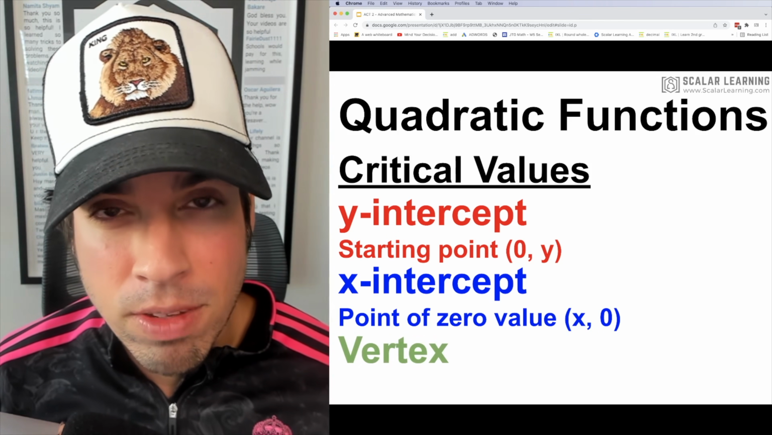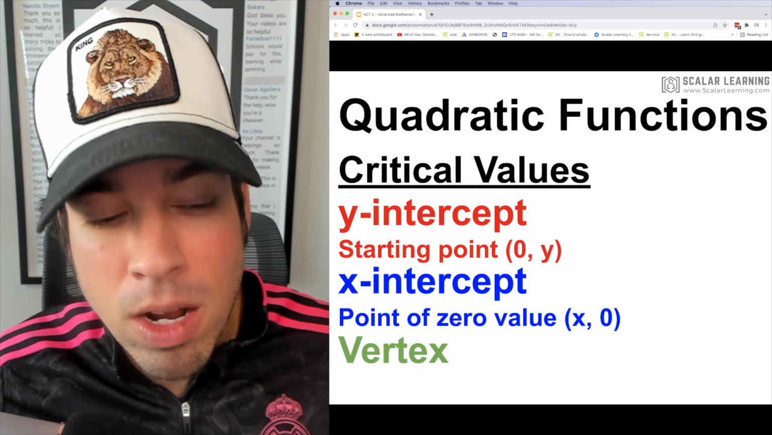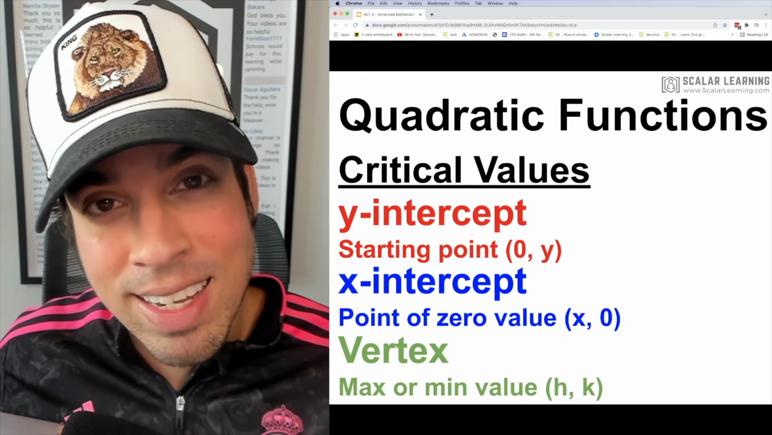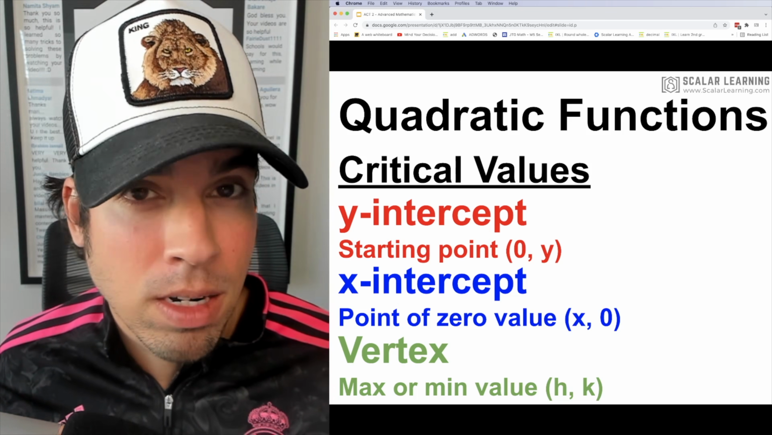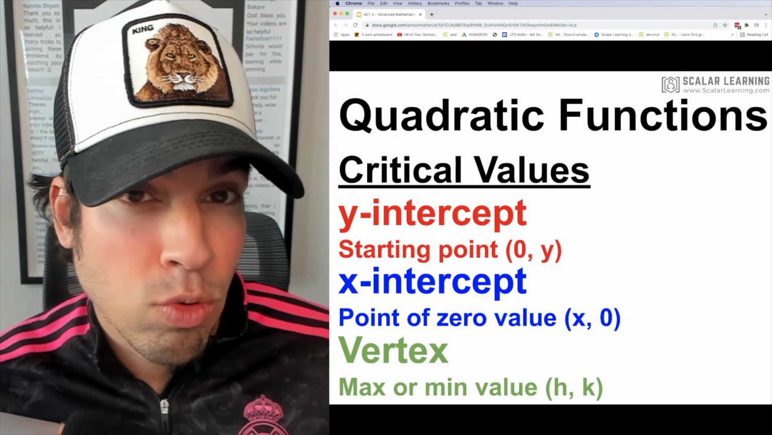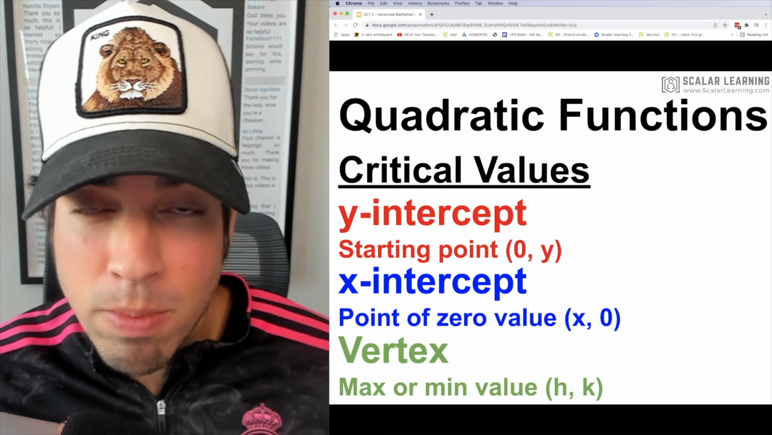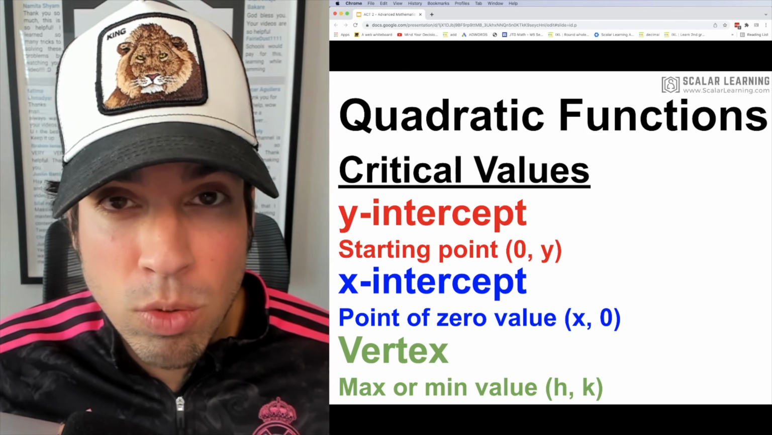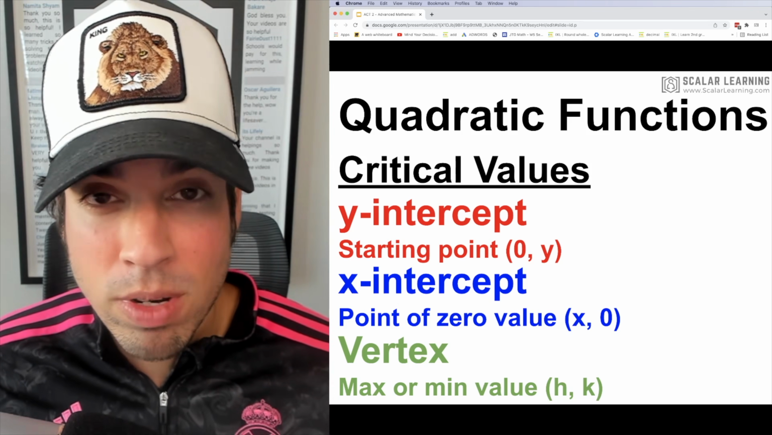Last but not least, we have the vertex, and the vertex is going to model either the max or min value of this function. So again, if we're talking about modeling revenue, the vertex would probably be the point at maximum revenue, maximum profit, whatever it is you're modeling. Again, if it's an upward facing parabola, you would find your minimum value point at the vertex.